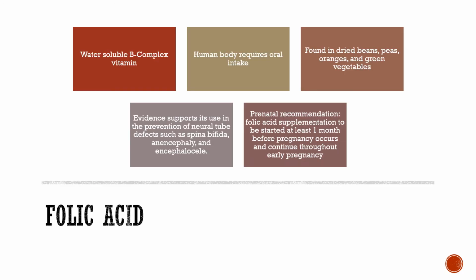All right, you guys, we are almost done. Folic acid. It is a water-soluble B complex vitamin. The human body requires oral intake of folic acid. It does not synthesize this on its own. We find it in dried beans, peas, oranges, and green vegetables. Evidence does support its use in the prevention of neural tube defects, such as spina bifida.